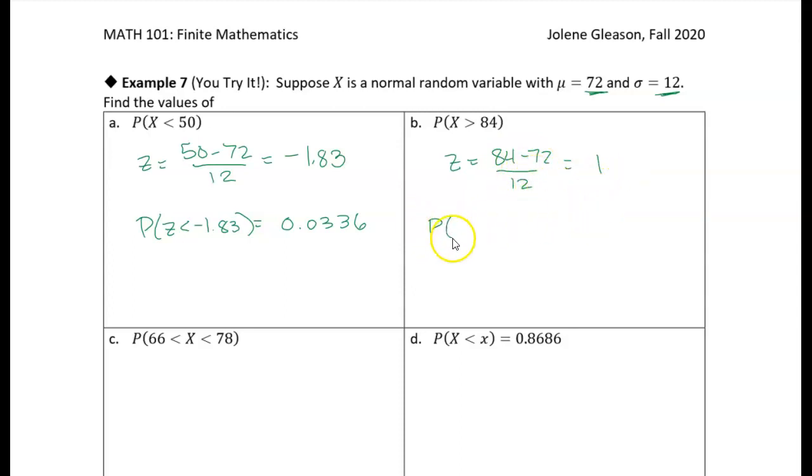So the probability that the z-score is greater than 1, which is what we're looking for, is equal to the probability that the z-score is less than negative 1, just using the symmetry of the table. So now we're going to look up negative 1 in order to get this probability. So we get 0.1587.